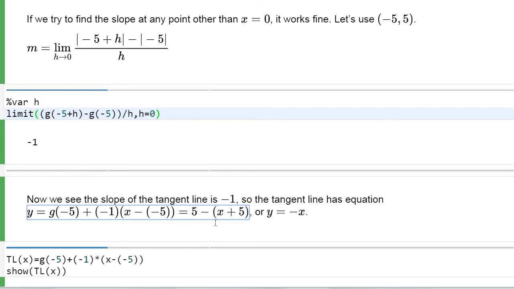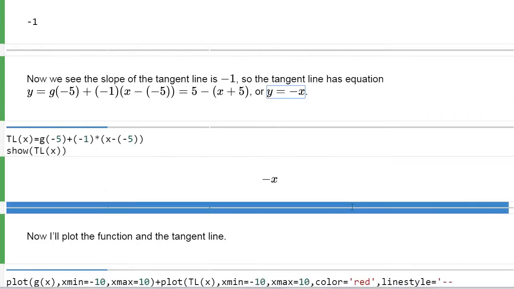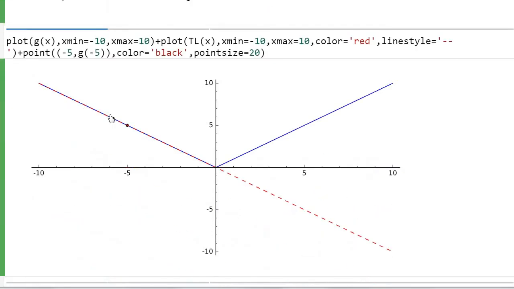Now this thing actually simplifies into y equals negative x, which is not surprising. That is, the absolute value function equals y equals negative x. This is the same graph when x is negative. So here it is, absolute value, and y equals negative x is what this function is. So the tangent line is right on top of this function. The function's already a straight line, so it's its own best tangent line.